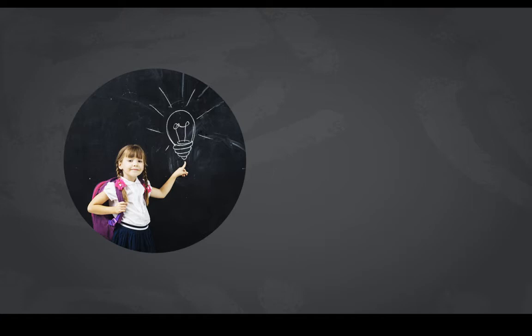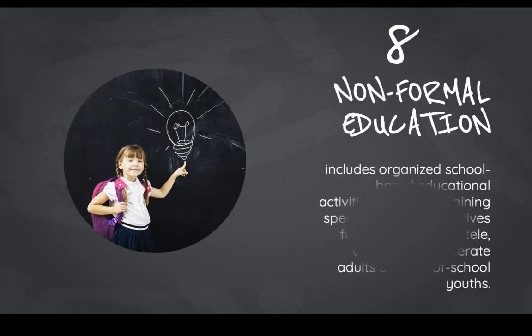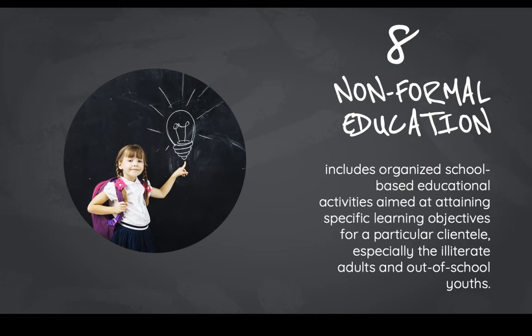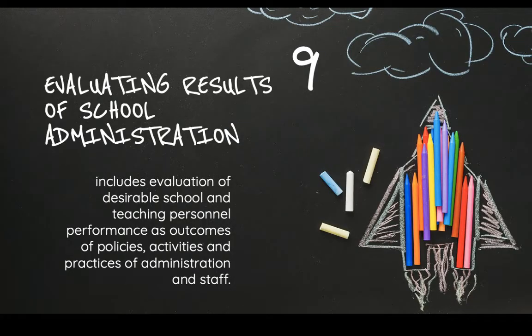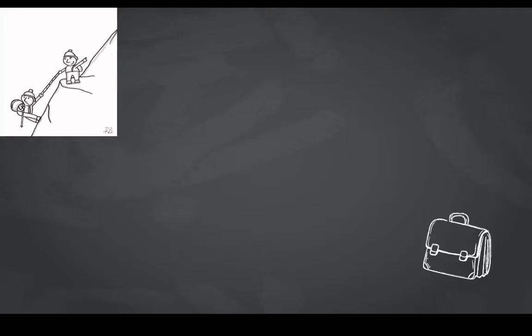Thus, for number eight, non-formal education is being covered, which includes organized school-based educational activities that aim at attaining specific learning objectives for a particular clientele, especially the illiterate adults and out-of-school youths. Evaluating results of school administration includes evaluation of desirable school and teaching personnel performance as outcomes of policies, activities, and practices of administrations and staff.